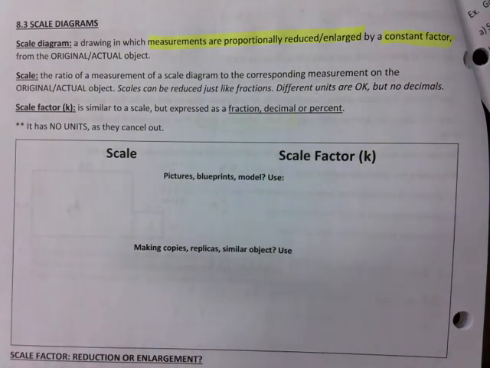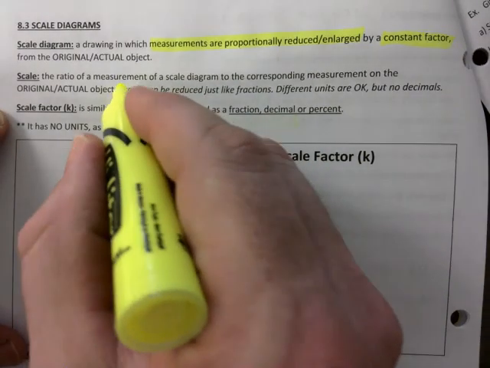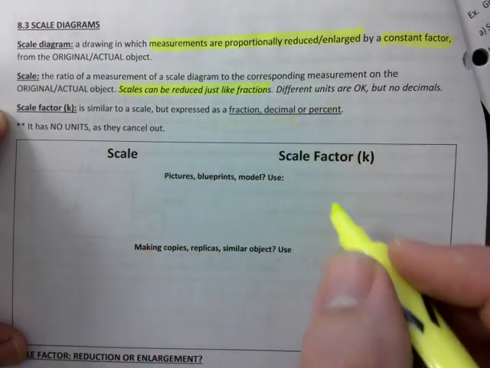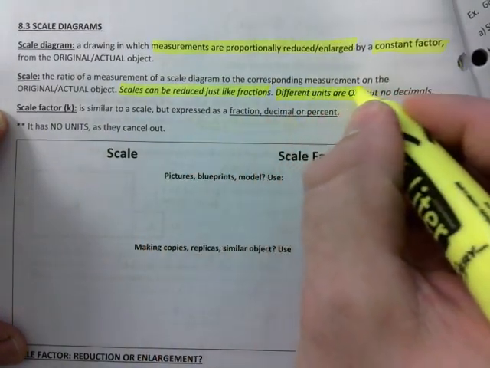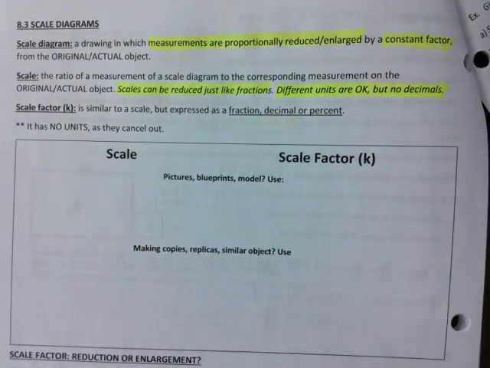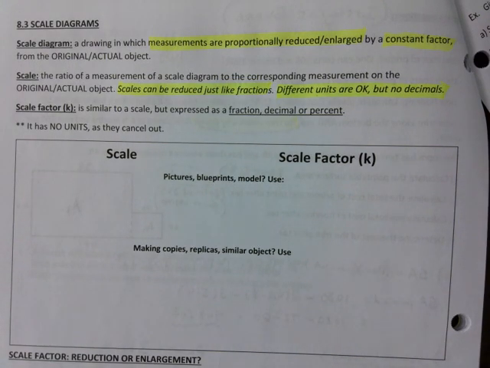Scale is the ratio of a measurement of a scale diagram to the corresponding measurement. Scales can be reduced like fractions. Different units are okay, but no decimals allowed. So that's important to remember.